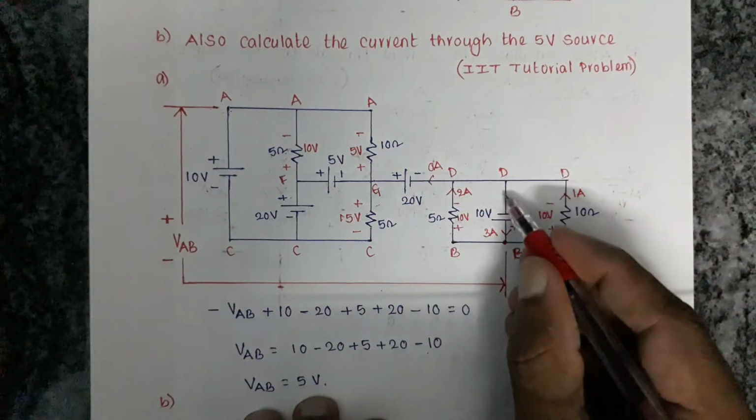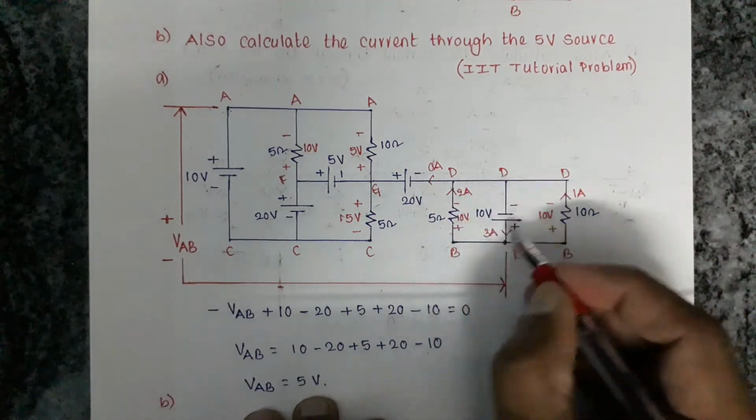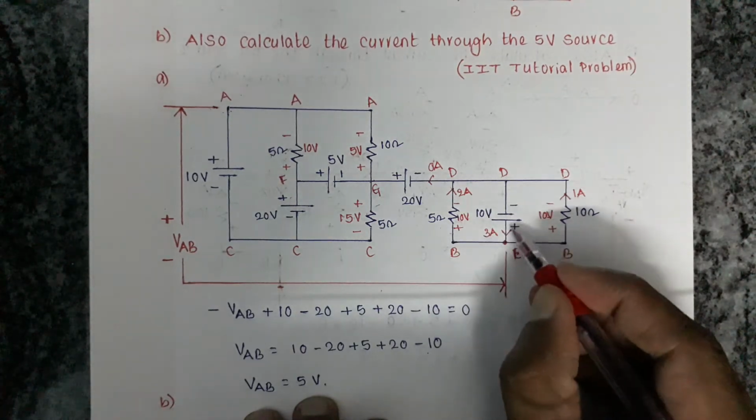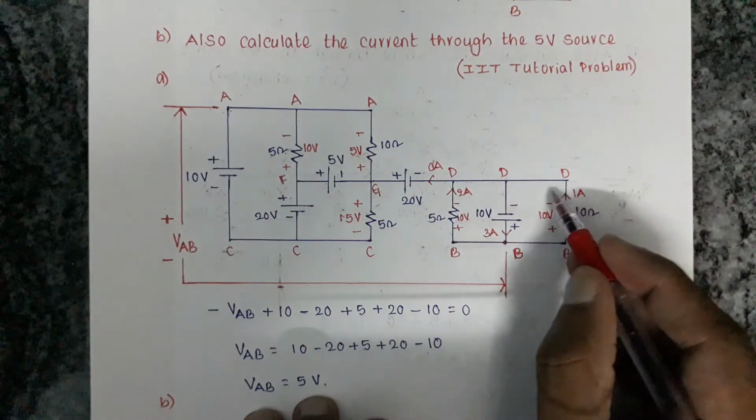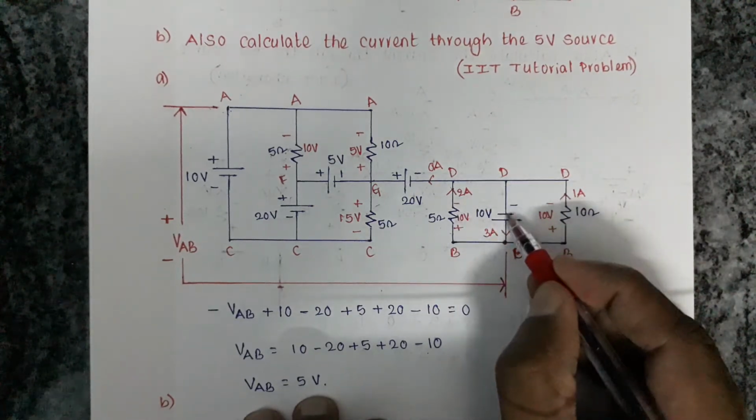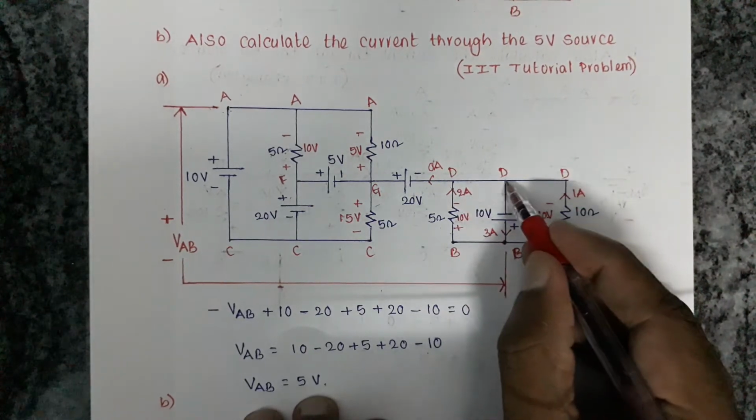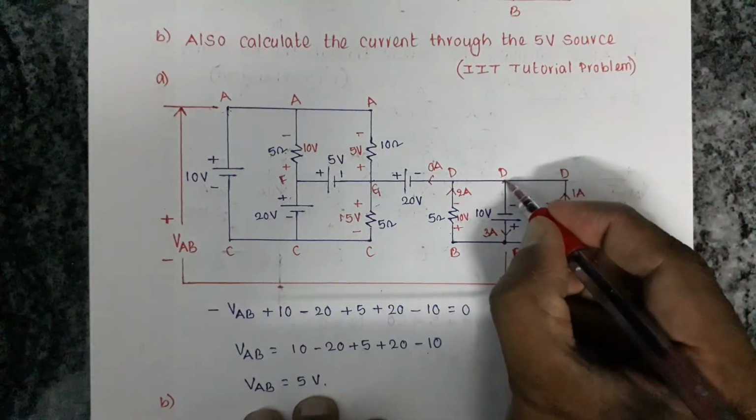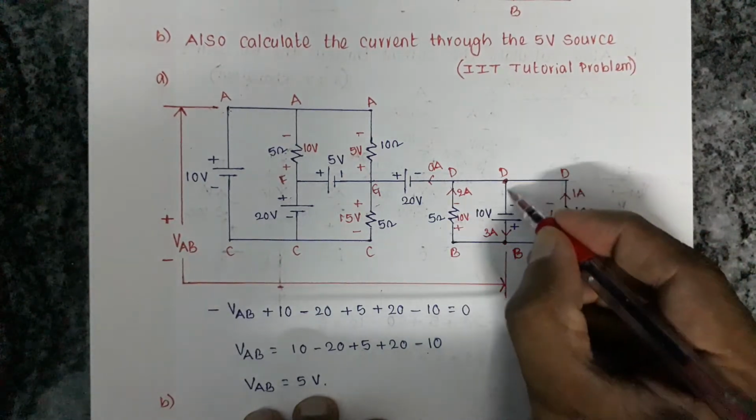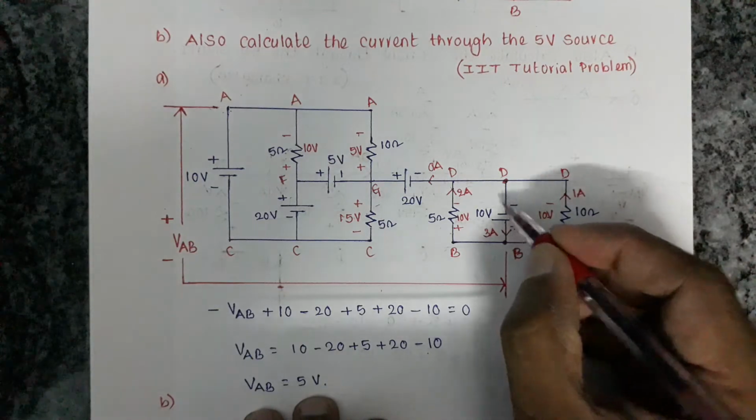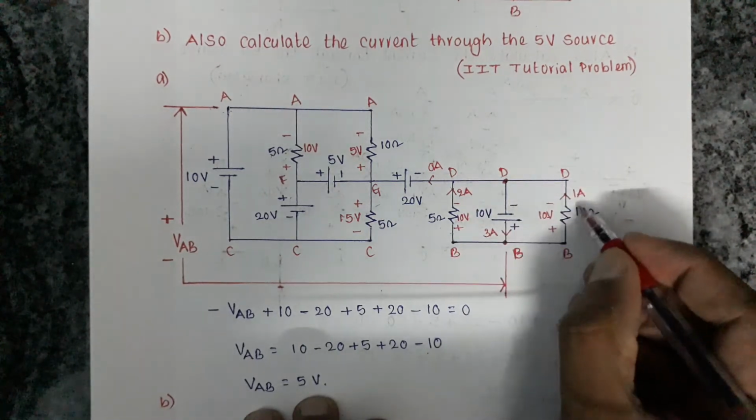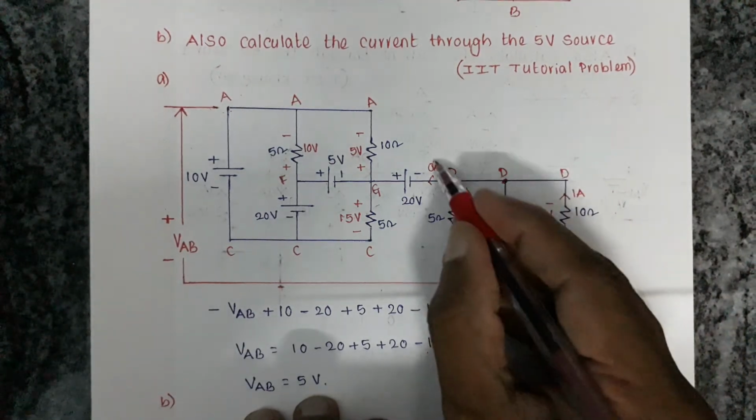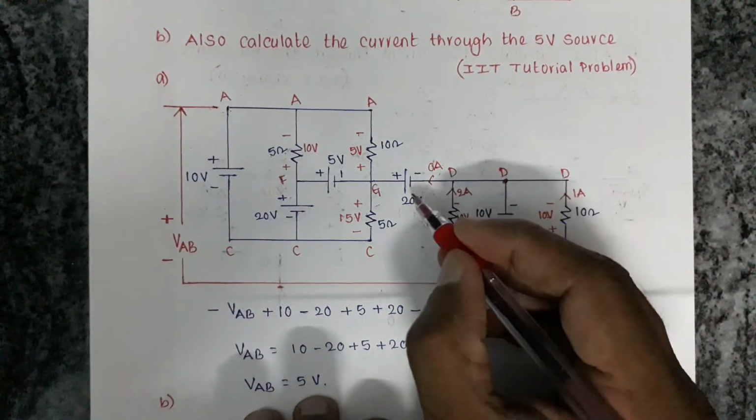Whatever current 3 amperes is flowing here as 2 amperes, out of 3 amperes, 1 ampere is flowing in this direction. So 2 and 1. Again this 2 amperes joins at this dot, at this node. So 2 plus 1 comes as 3. This total 2 amperes is coming to the 10 volt source, and this 1 ampere is coming to the 10 volt source. So that's why there is no current here.